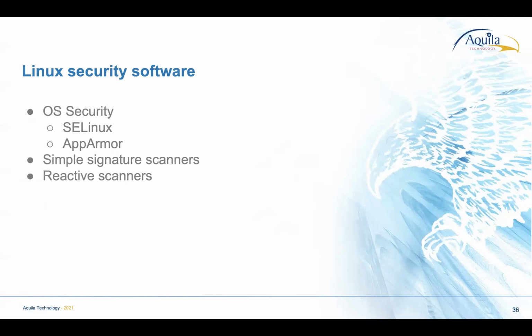So let's talk about some Linux security software. I'm going to talk about SELinux and AppArmor. And then I'm going to talk about two kinds of security software. The ones that are just simple signature scanners, in that they're looking for malware and various things based on what is in the contents of files. And then there's also reactive scanners. These are scanners that use features in the operating systems to see whenever processes are looking at files and then scan them.